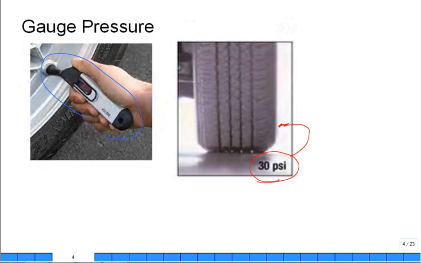It's high, okay? So this pressure right here, this is a little hint. This is a gauge. That's a gauge to measure the pressure. Is that absolute 30 psi or gauge pressure?